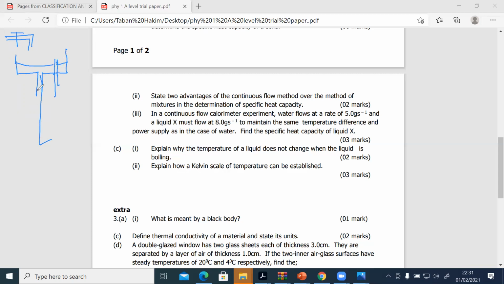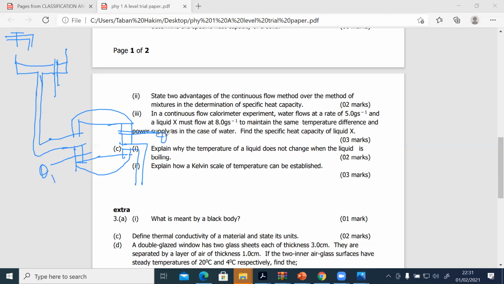So we have this container here. Then we have our vacuum. I'm just doing a simple sketch of this apparatus here. Then we have the outflow and then the thermometer like this. And then we have another thermometer. This is thermometer theta 1. This is thermometer theta 2. And then this is an insulator.